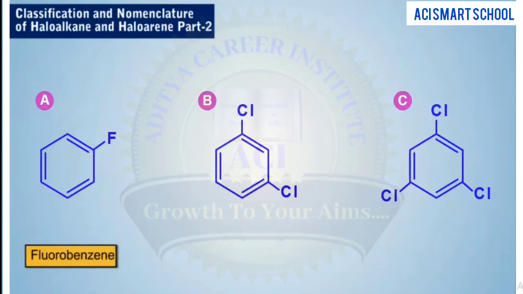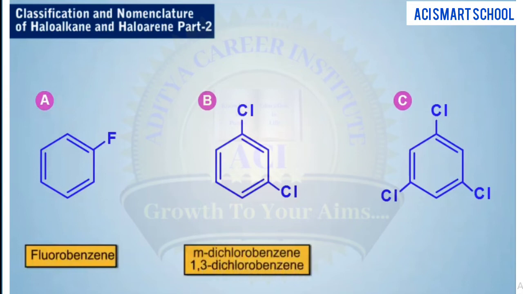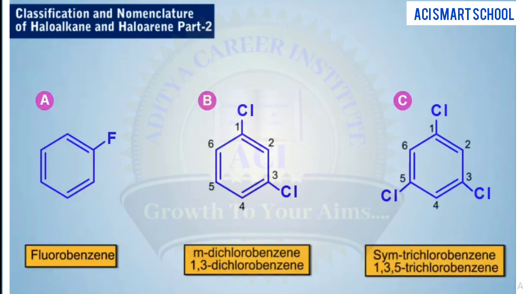The common and IUPAC name for molecule A is chlorobenzene. Molecule B is often called meta-dichlorobenzene. Its IUPAC name is 1,3-dichlorobenzene. The common name for molecule C is symmetrical trichlorobenzene, while its IUPAC name is 1,3,5-trichlorobenzene.